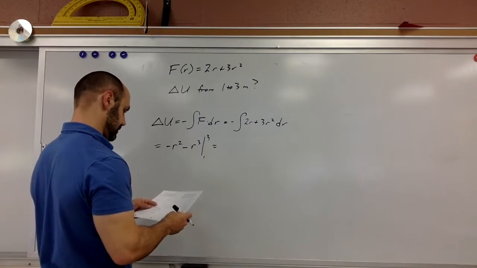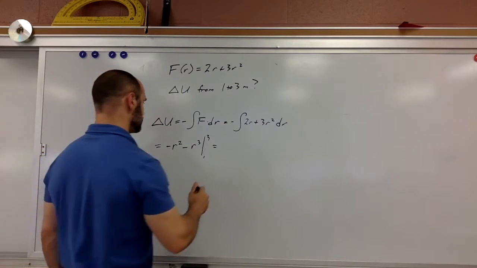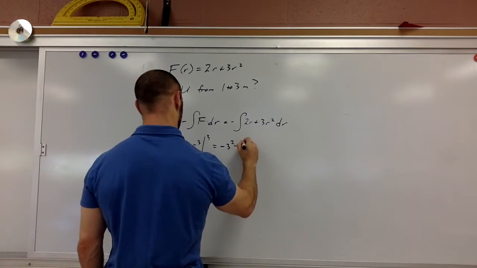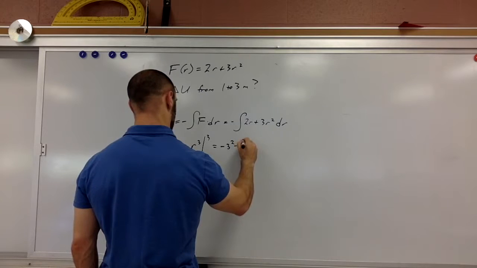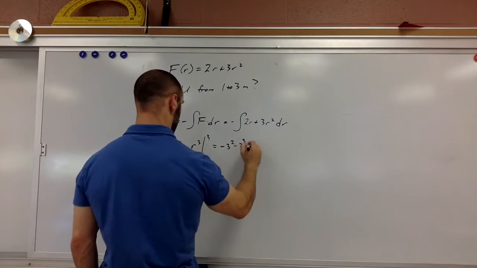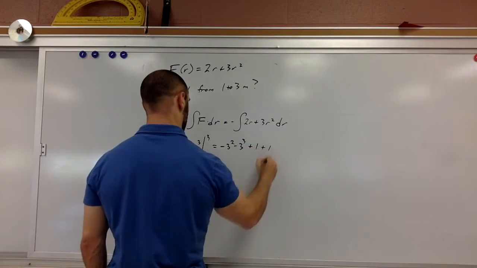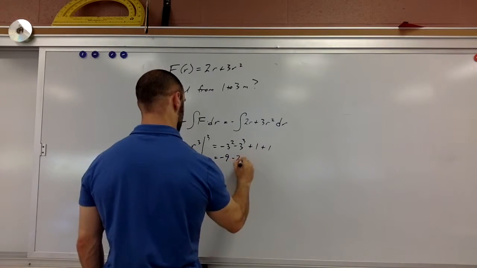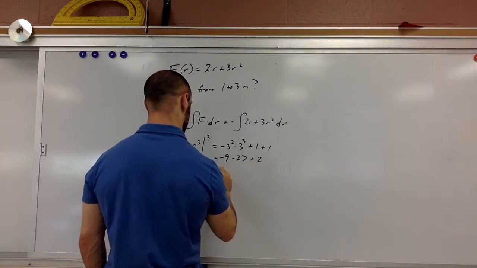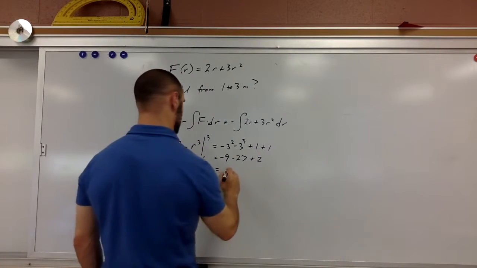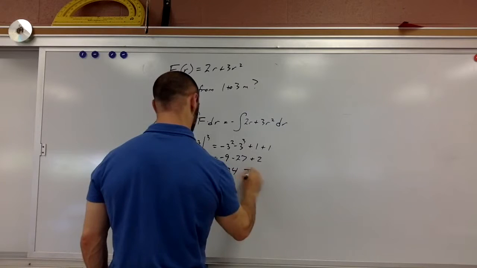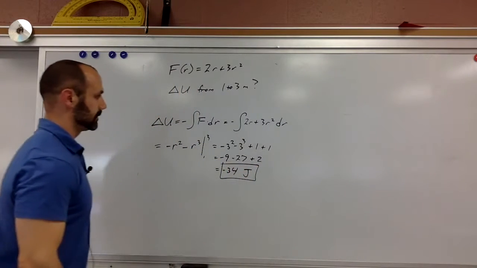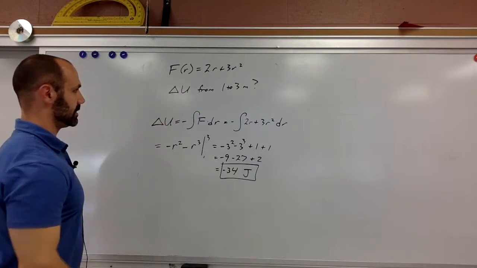And do we have any shortcuts? Nope. So negative 3 squared minus 3 to the third power. And then minus, so plus 1 plus 1. So this is negative 9 minus 27 plus 2. So negative 34 joules.